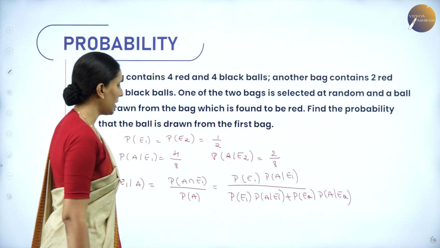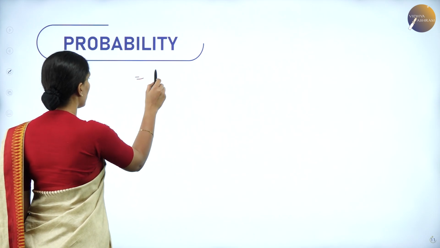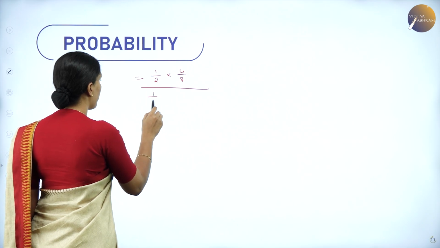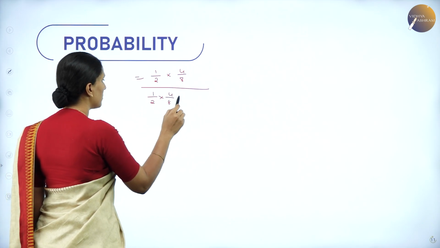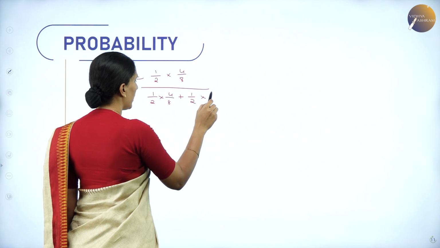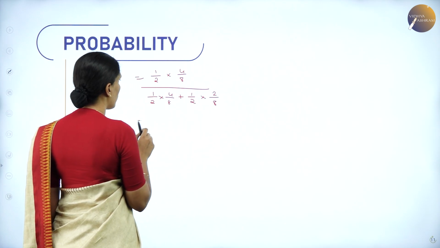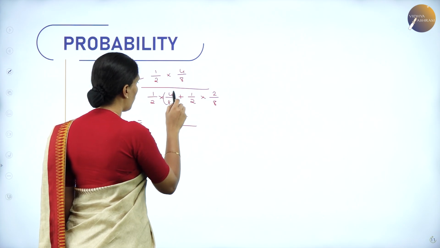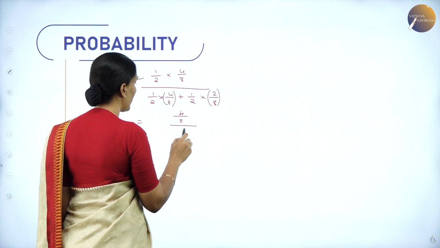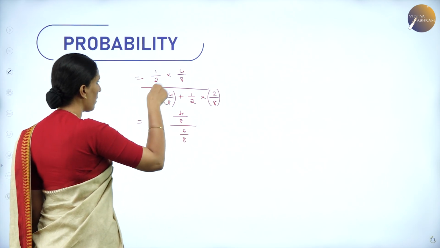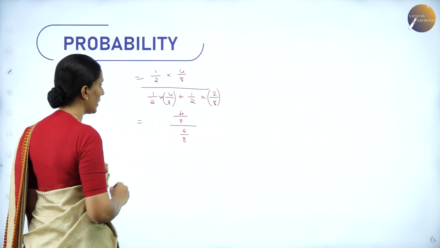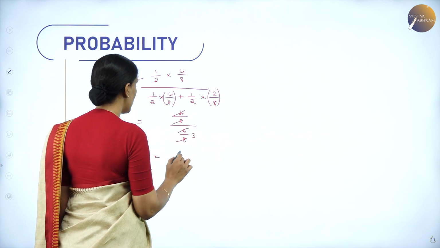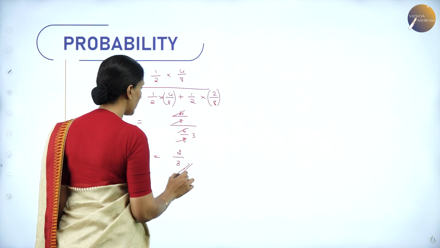So therefore, this will be equal to 1 by 2 into 4 by 8 whole divided by 1 by 2 into 4 by 8 plus 1 by 2 into 2 by 8. So clearly we have here 4 by 8 divided by 4 by 8 plus 2 by 8, which will be equal to 4 by 8 over 6 by 8. We can remove half in both numerator and denominator, 8 gets cancelled, 2s are 3s are. Hence the value is equal to 2 by 3.